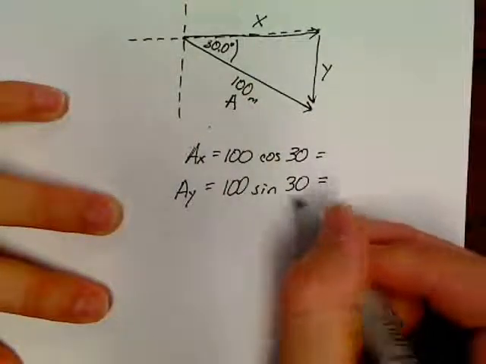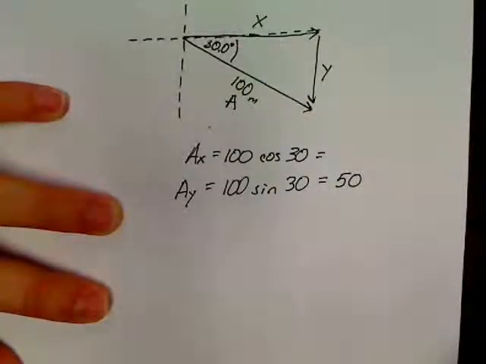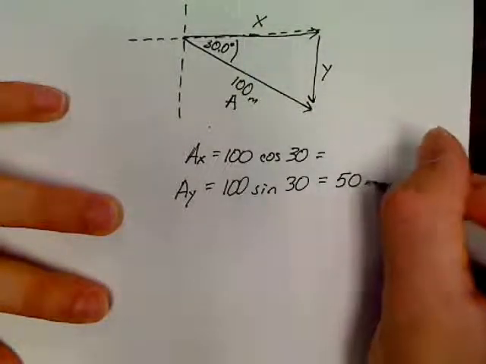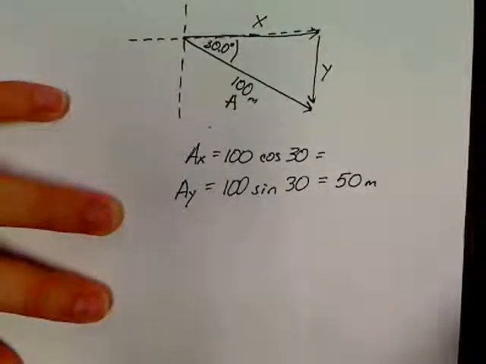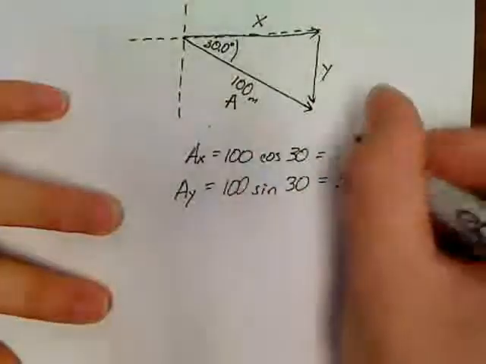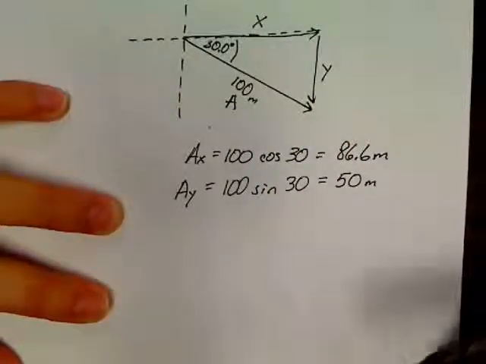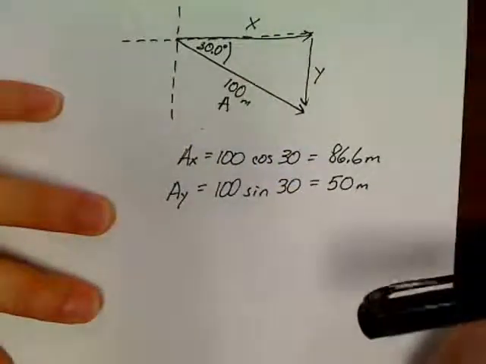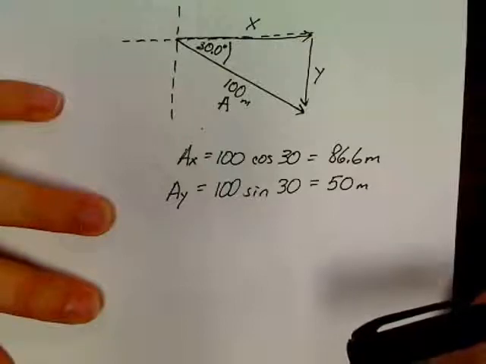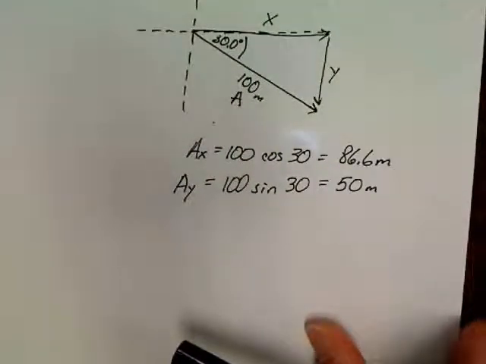Sine of 30 is a half of 100. We have 50 for our Y component. Put a meter on just so it looks better. Cosine of 30 is 0.866 times 100, which would be 86.6 meters in that direction. Again, this would have made more sense to have for a first problem, but oh well. We'll take it and use it for this second problem anyway.